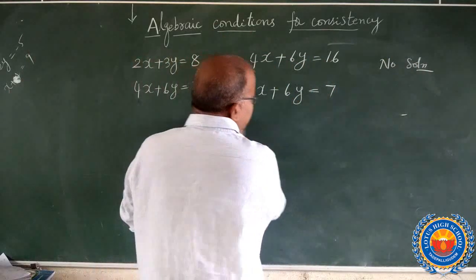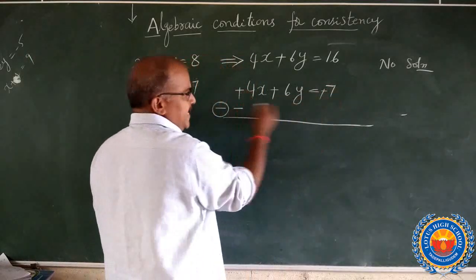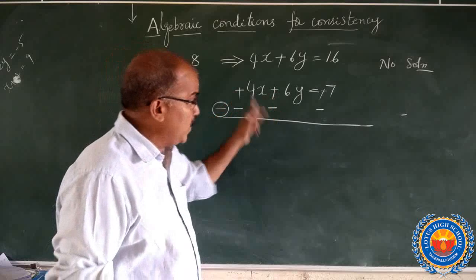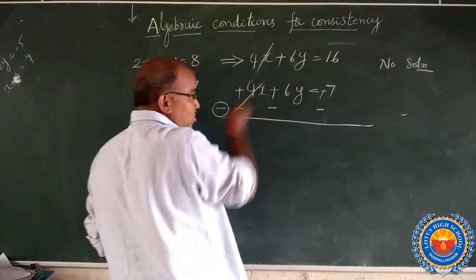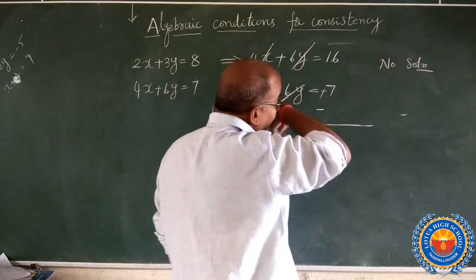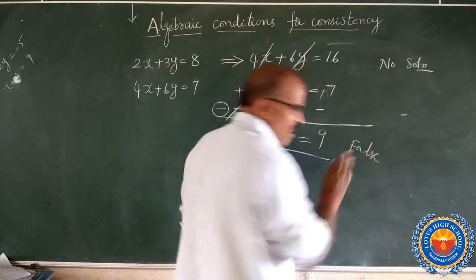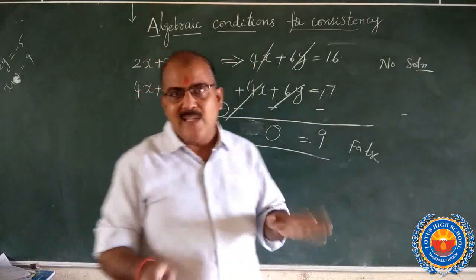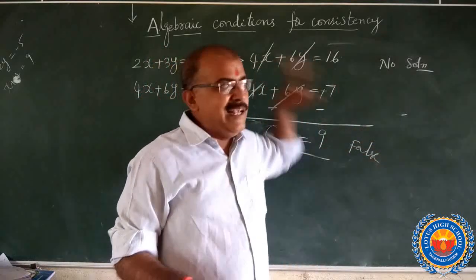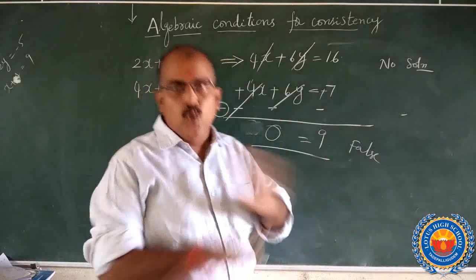If you want, you can go for the elimination method. What is elimination? You go for subtraction. Because of the subtraction, each plus becomes minus. So 4x minus 4x is equal to 0, and 6y minus 6y is equal to 0. Finally, you can write 0 is equal to 16 minus 7, which is 9. Which is false. In this particular case, we can say this pair of linear equations, these simultaneous equations, have no solution.